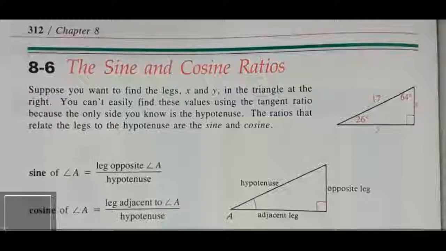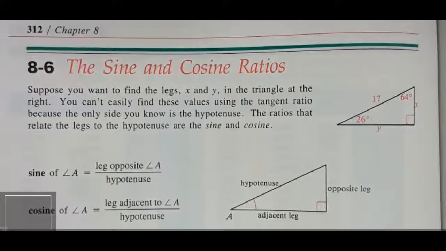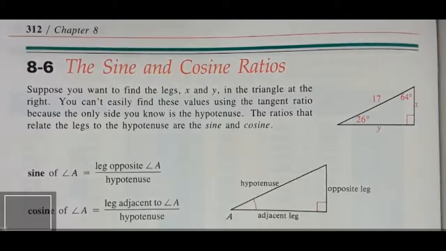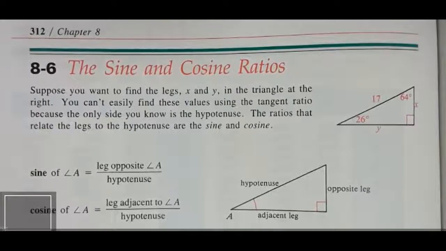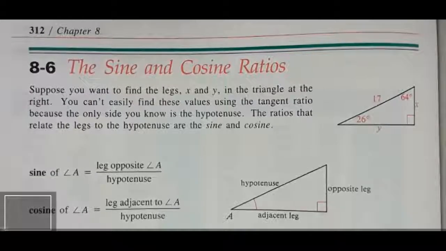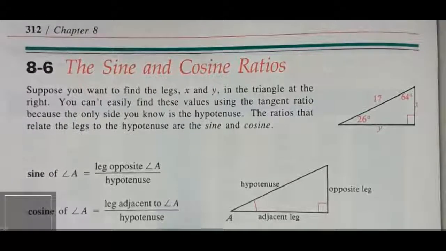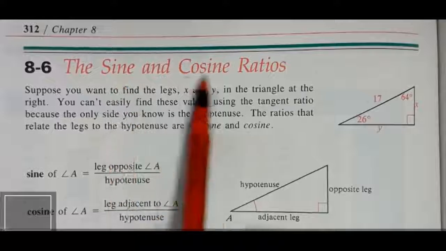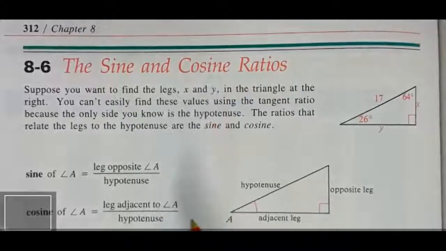In the last video, we looked at the tangent ratio of trigonometry, and we defined that as the ratio of the opposite side over the adjacent side. In this video, we're going to look at the sine and cosine ratios.